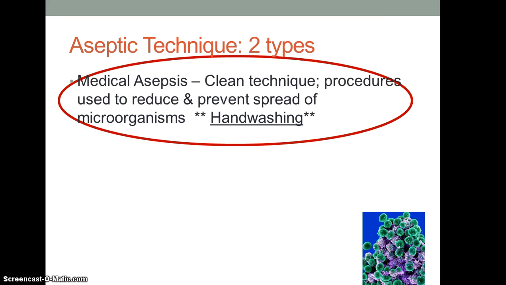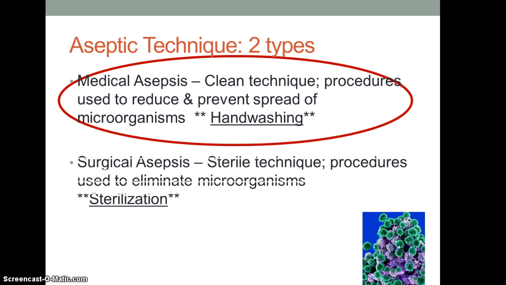Aseptic technique: there are 2 types, the medical asepsis and the surgical asepsis. We're going to be mostly concerned with medical asepsis for this lab, and this is what I can also call clean technique. We can reduce the spread and prevent microorganisms, i.e. this is hand washing. Basically simple hand washing. Surgical asepsis is where we actually eliminate microorganisms. So there's a big difference between medical and surgical.